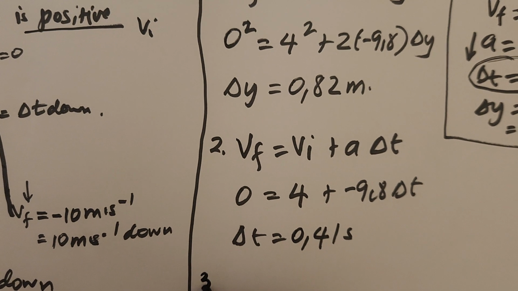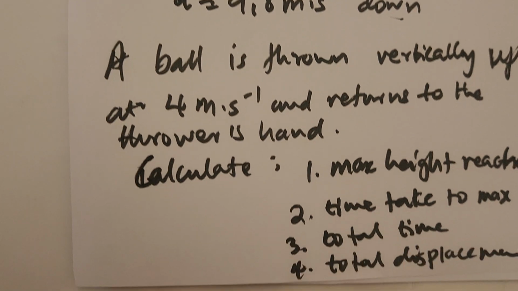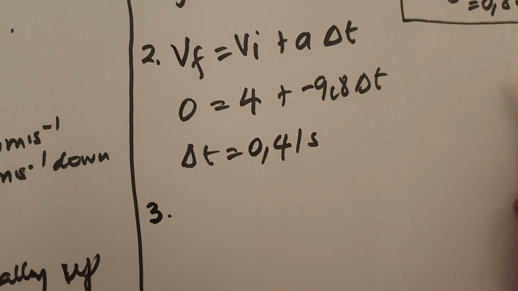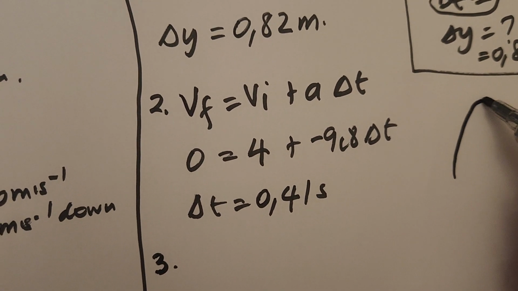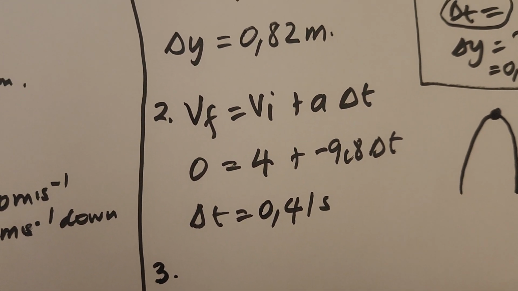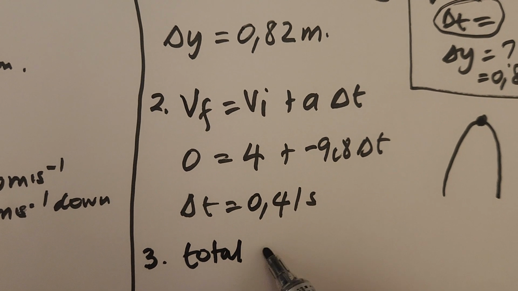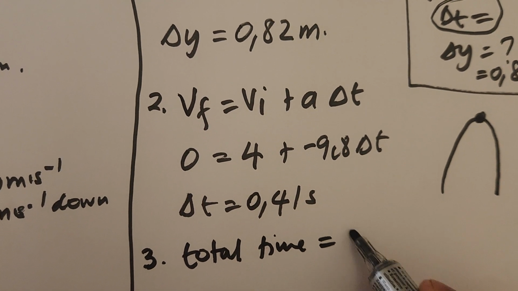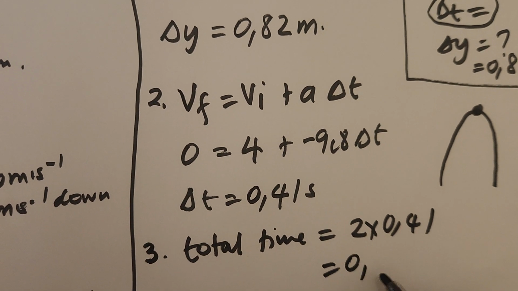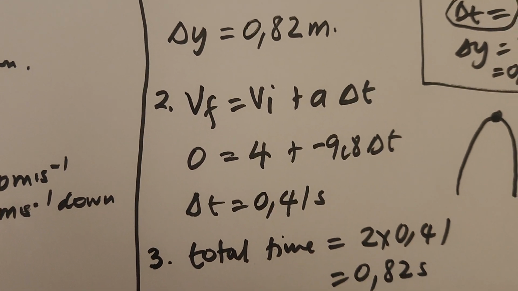Question number 3. So easy. They say calculate the total time. We know that the time it takes the ball to reach maximum height is the same as the time it takes the ball to reach the same level where it was thrown up. Therefore, the total time in this case will be 2 times 0.41, which will be the same as 0.82 seconds. That is the total time.